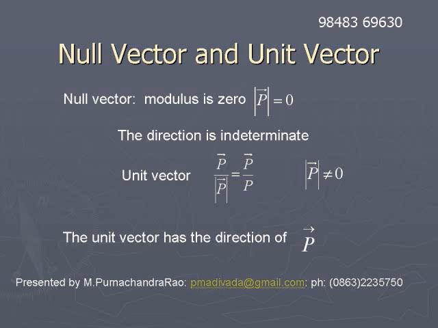Here, modulus p bar should not be 0. To obtain unit vector, modulus p bar should not be 0. Hence, p bar by modulus p bar gives unit vector. That means a vector having magnitude unity along the same direction of the vector p bar. So, the unit vector has the direction of p bar, but its magnitude is 1.